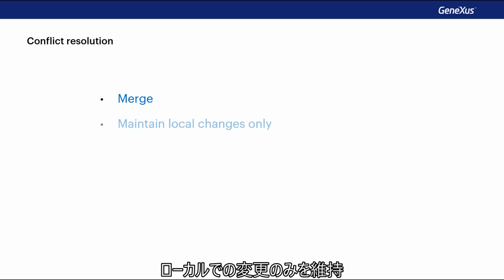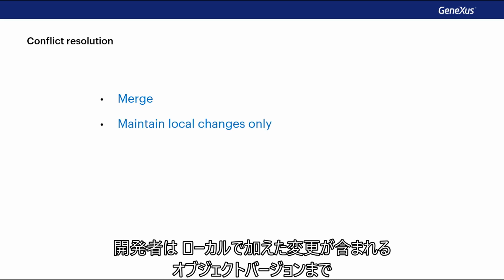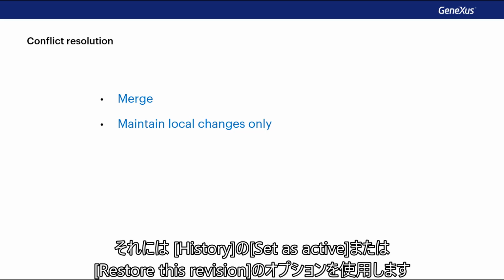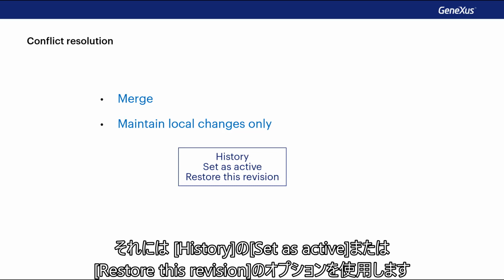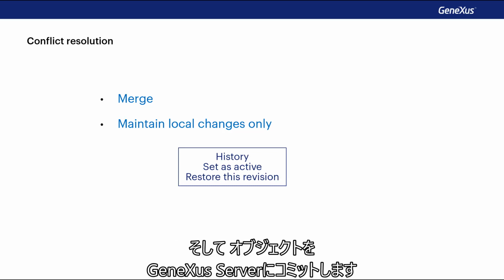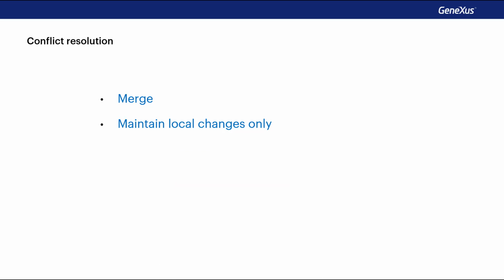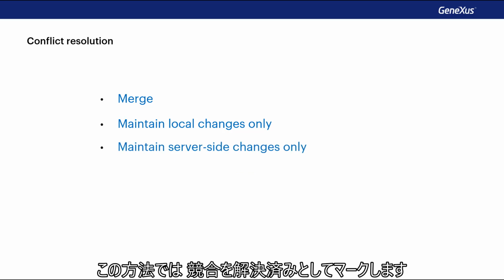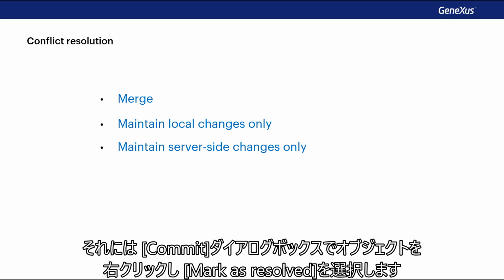Maintain local changes only. The developer will have to restore the revision with the object version containing these local changes. To this end, he or she will need to use the options History, Set as Active, or Restore this revision, and then the corresponding commit of the object to GeneXserver. Maintain server-side changes only. In this scenario, the conflict should be marked as resolved by simply right-clicking on the object in the Commit dialog box and selecting Mark as Resolved.